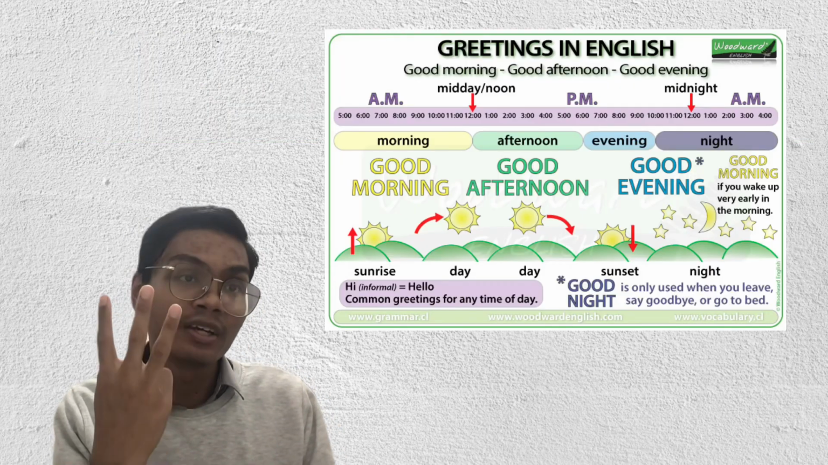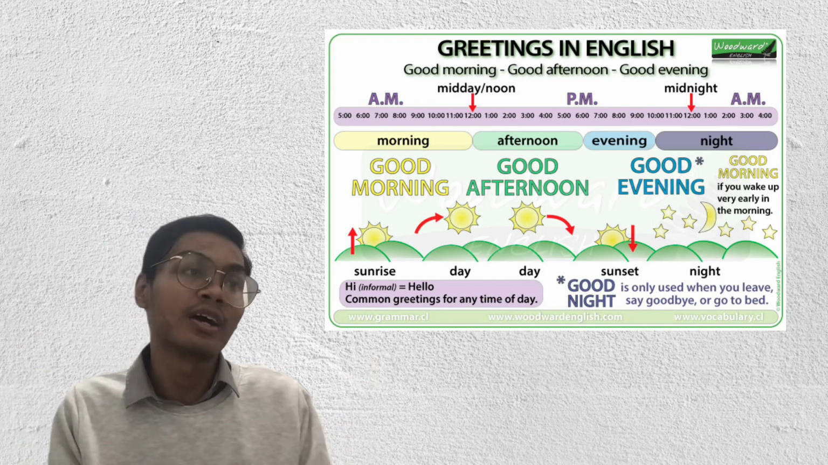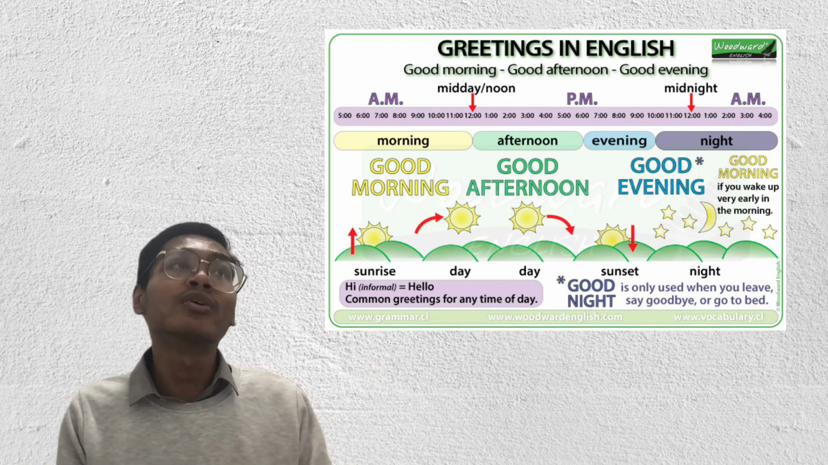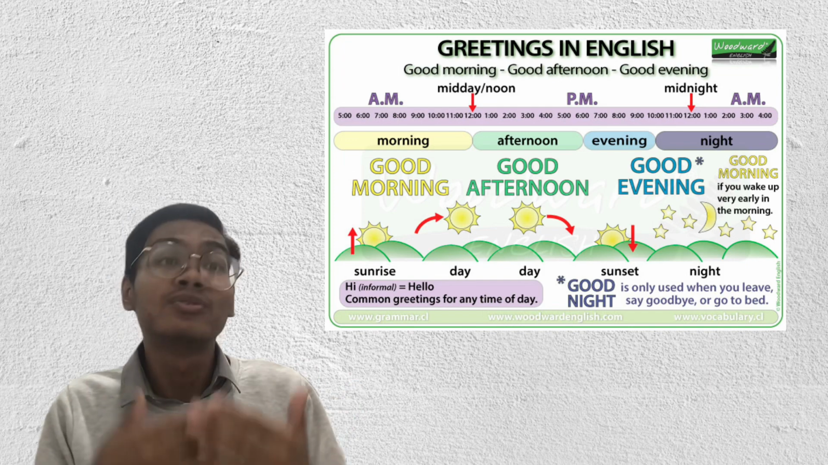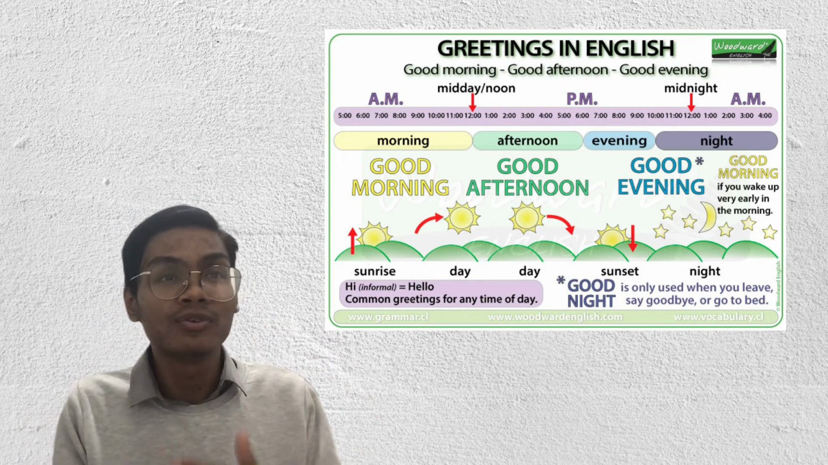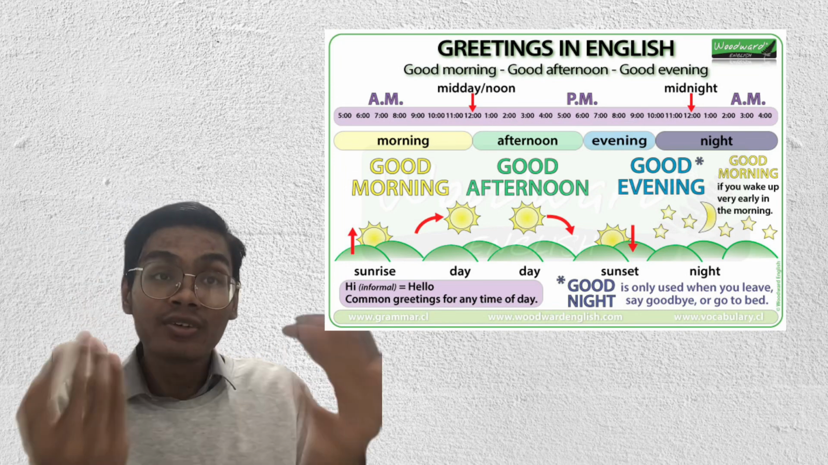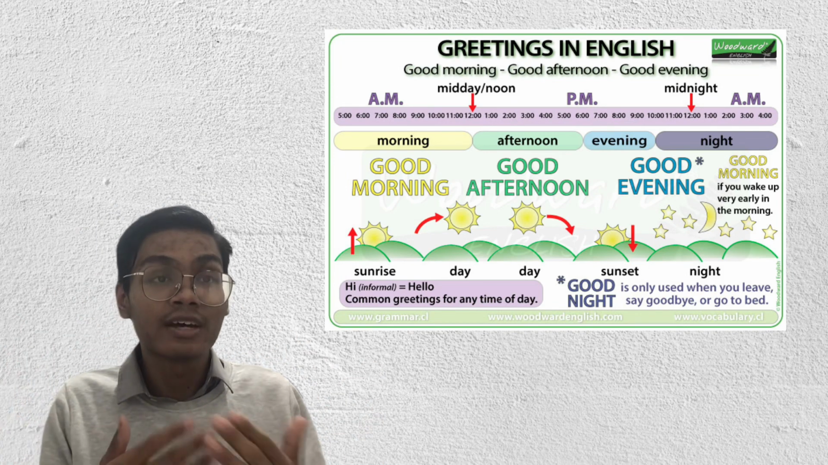Those three are essentially the most common greetings that anyone can use at any point of time. If it's in the morning, you use good morning. If it's in the afternoon, you use good afternoon. If it's in the late hour or at night time, you use good evening. If that person wishes to go to sleep, then you can say good night. So in conclusion, let's have a recap.